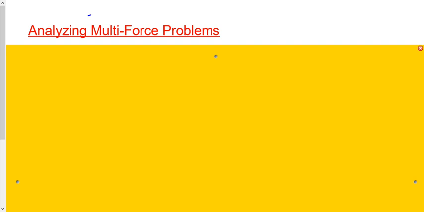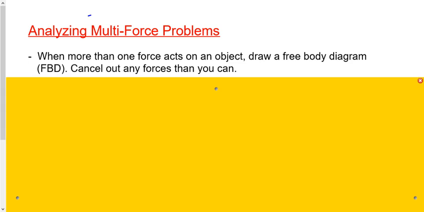Well, the first thing that I want you to do is to draw what we call a free body diagram. A free body diagram is a diagram that shows all of the forces acting on an object. Shows all of the forces. Doesn't show anything else, or doesn't need to show anything else, at least. Just the forces acting on an object. And if two forces happen to be opposite direction and equal magnitude on the same object, cancel them out.